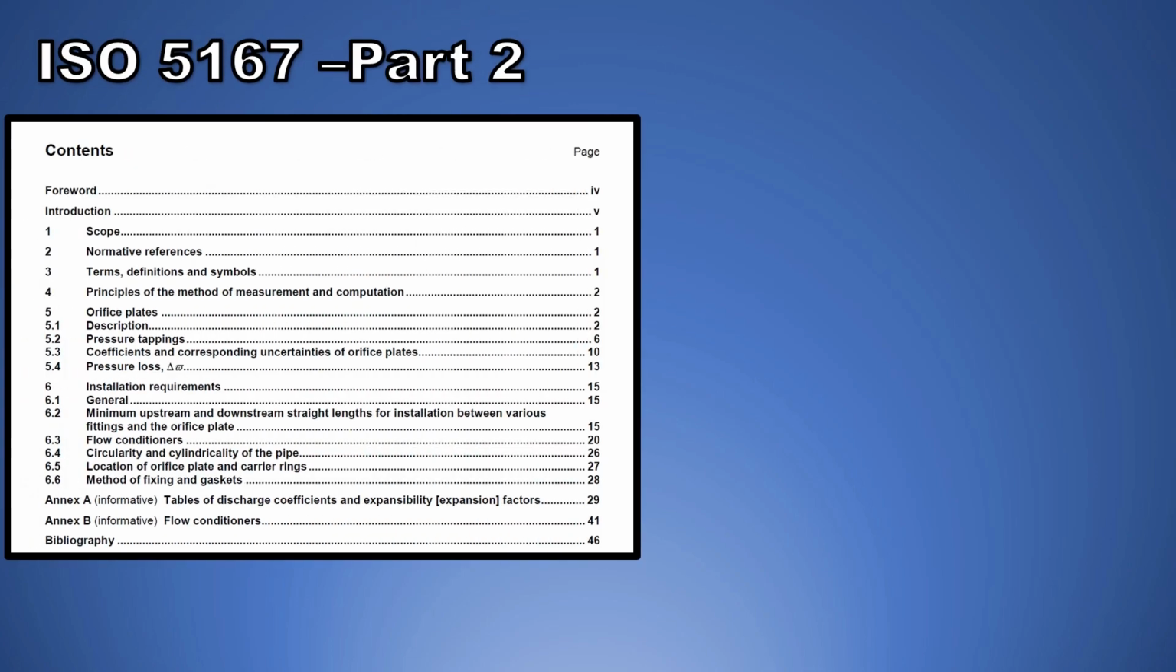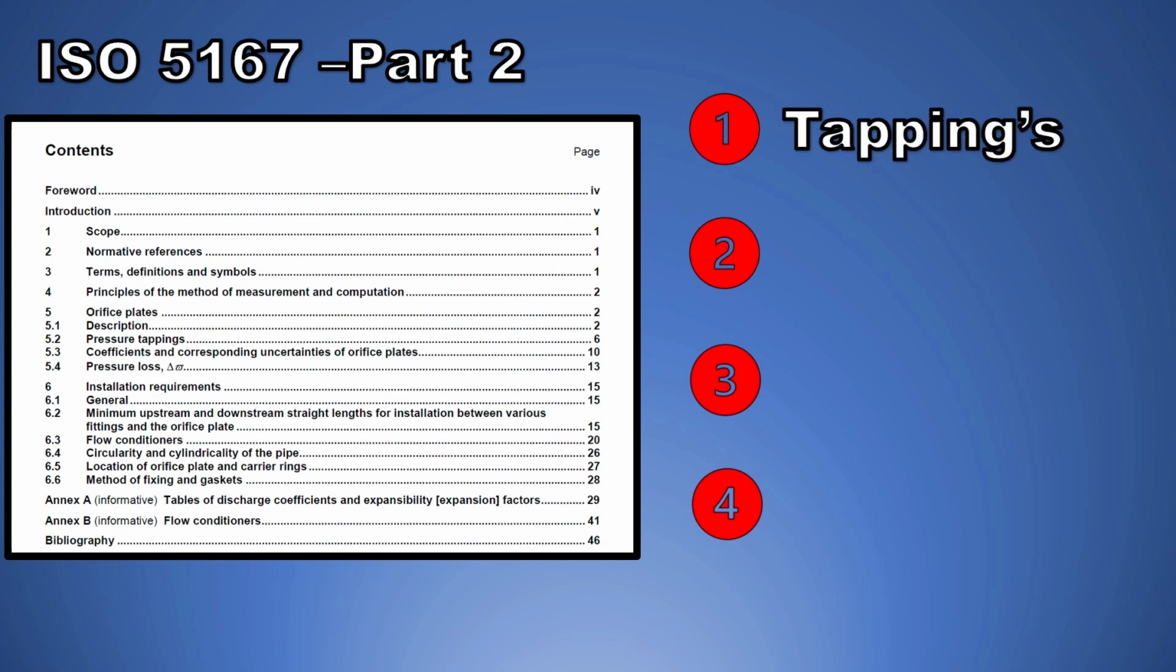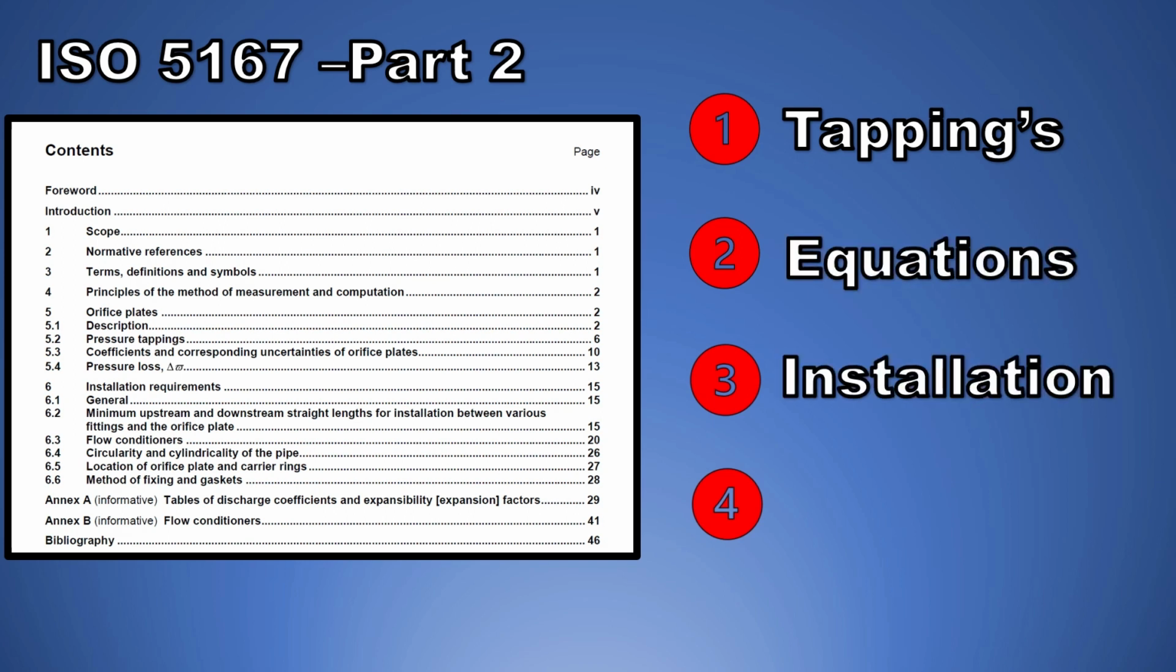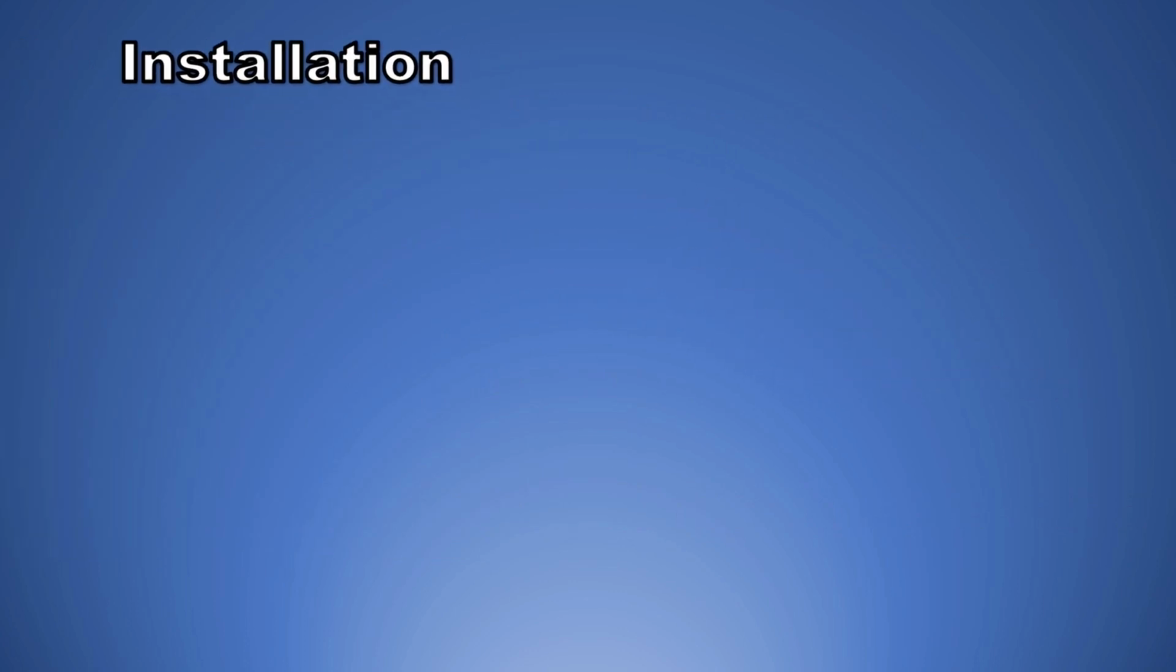Now here's the index of part 2. I would try to summarize it in an easy way by dividing the index into four important categories. The first category is the type of tappings defined in the standard, for example, when to go for corner tappings, flange tappings, D and D/2 tappings, etc. Then the equations for sizing the orifice, installation, which is very important, and finally the flow conditioners to be used. Now let us look into the most used aspect of ISO 5167, the installation guidelines.